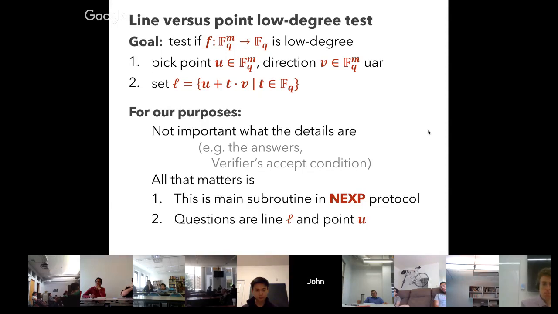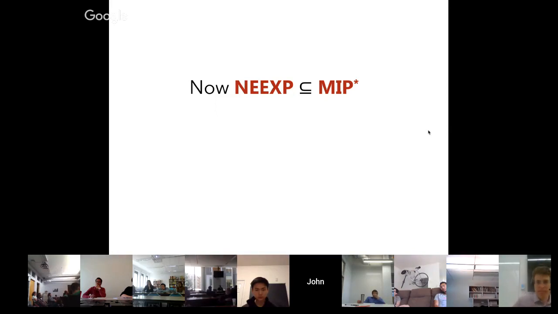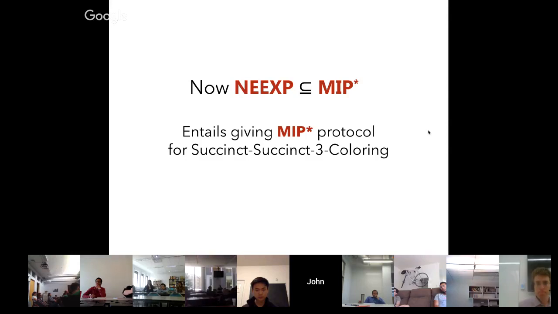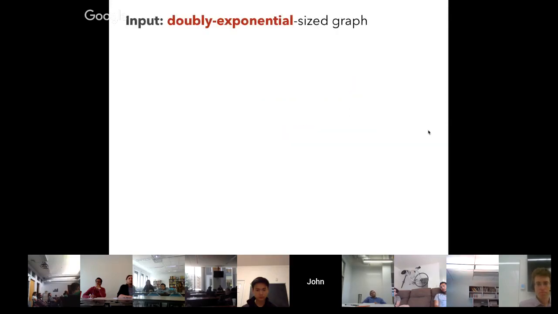That was the very high-level overview of MIP equals NX. And now we're just going to move on to NEEXP, which is contained in MIP star, and we're going to hopefully use some of these ideas. So how do you show that NEEXP is in MIP star? Well, it entails giving an MIP star protocol for the problem succinct three coloring, which, if you remember, is a NEEXP complete problem. Succinct three coloring is just this doubly exponential size graph. And so we needed to design some sort of protocol for the provers to convince the verifier that this thing is three colorable.